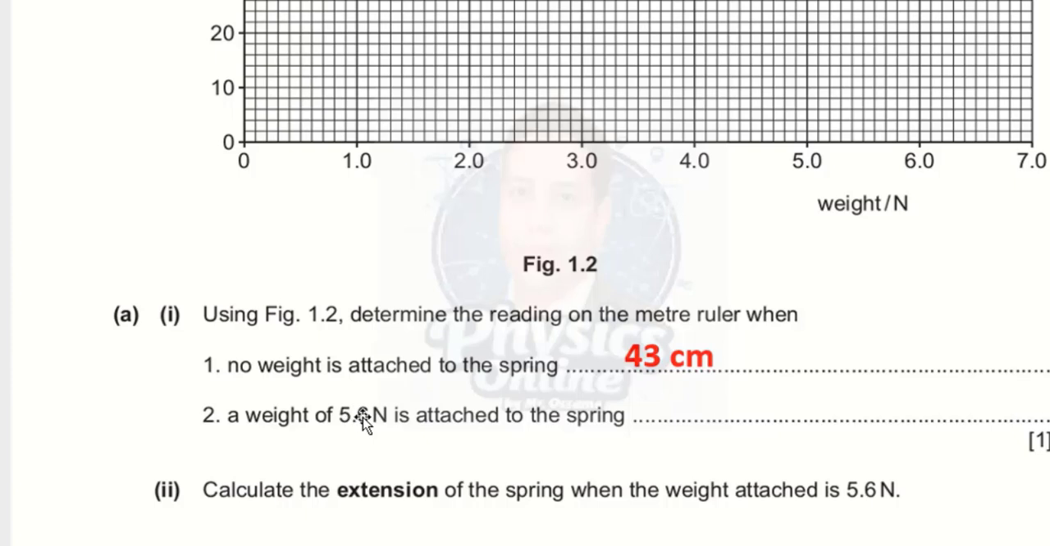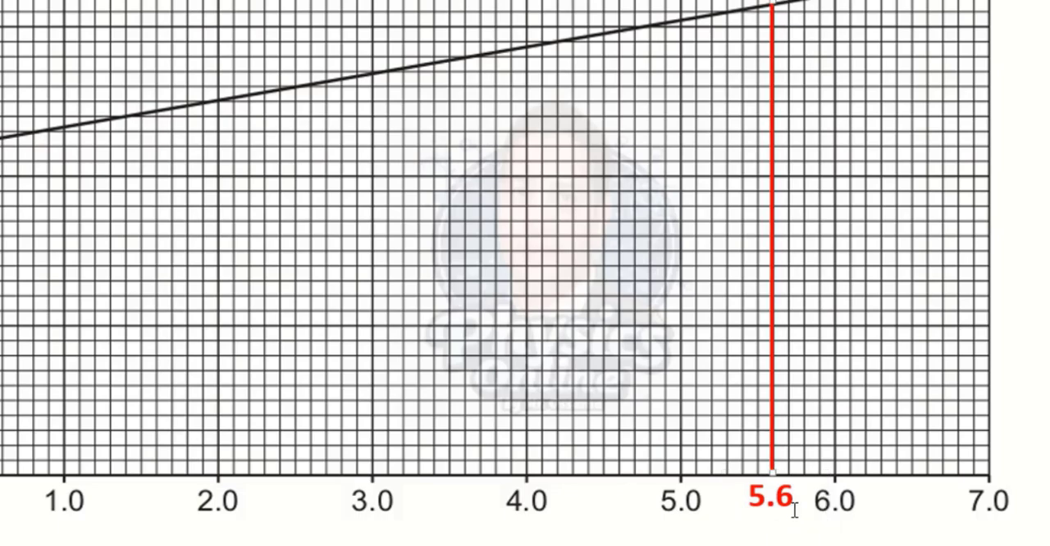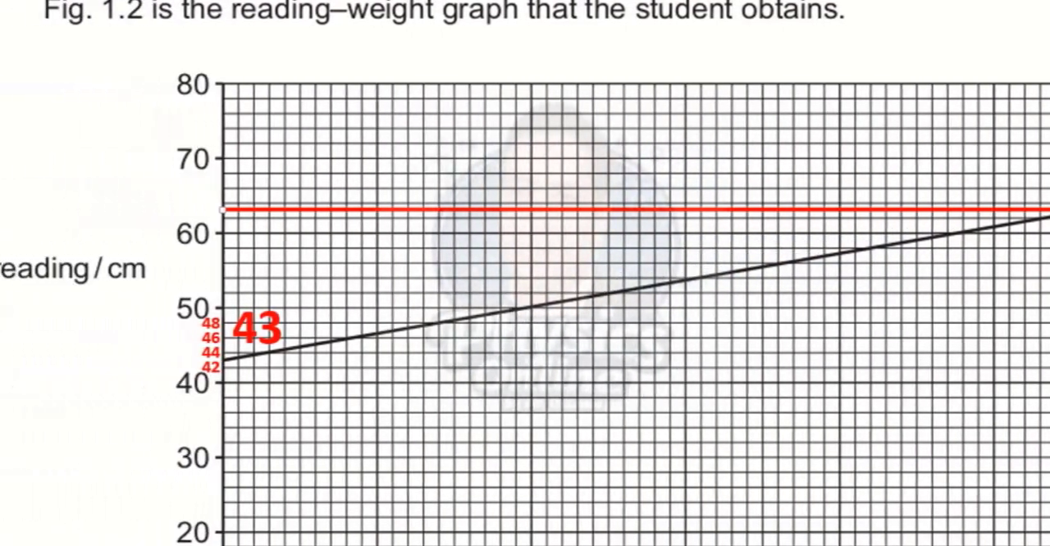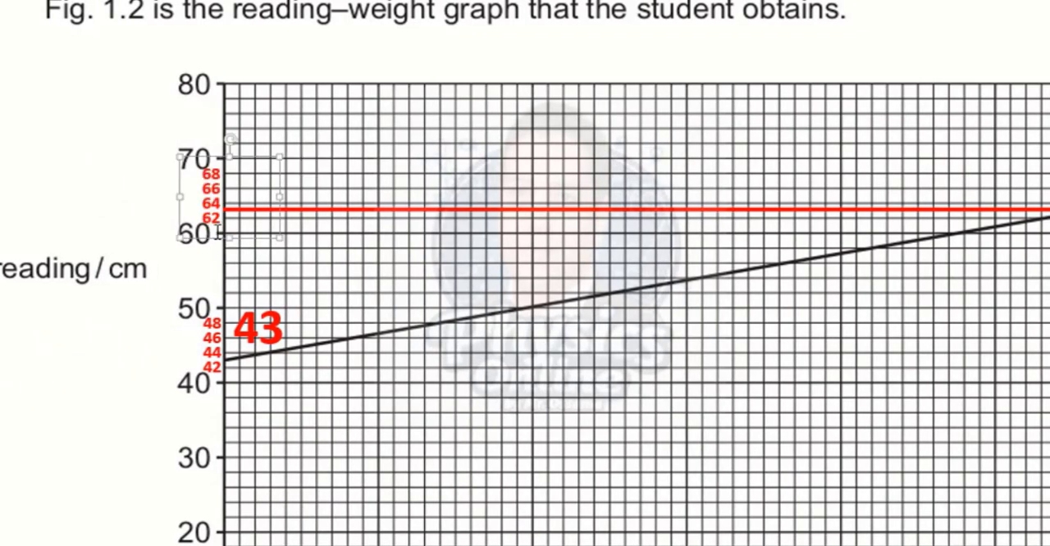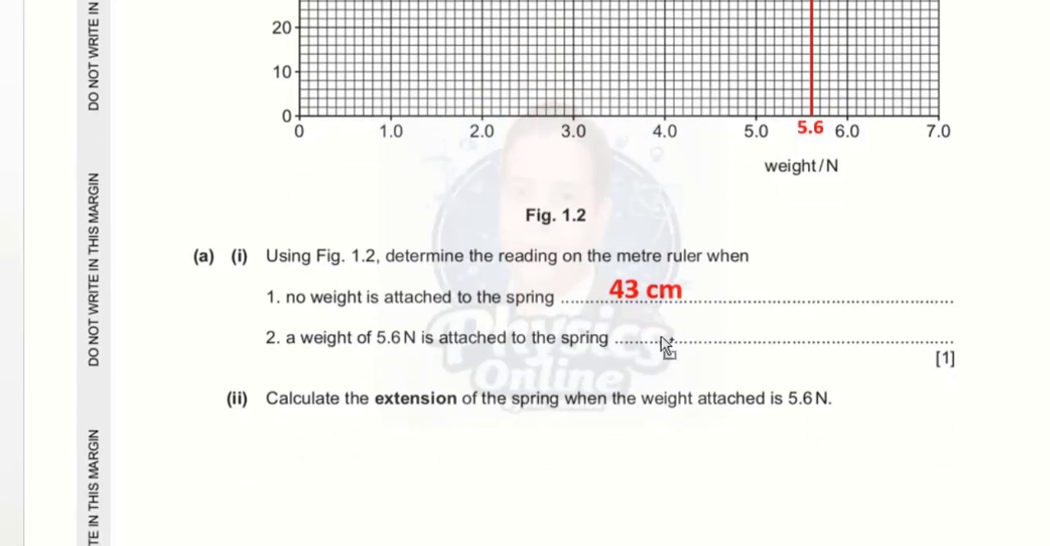When a weight of 5.6 Newton is attached to the spring, to the point 5.6 here, we'll take a line from 5.6 to the reading. This is 62, 63. The point is between 62 and 64, so it is 63. So the answer here is 63.